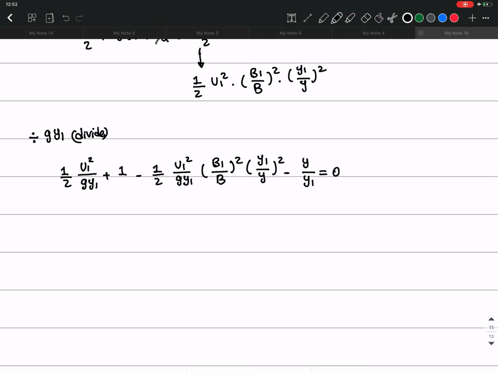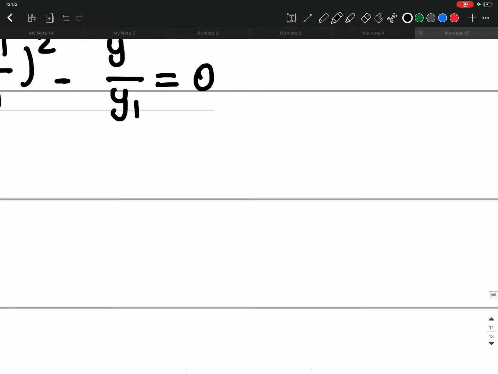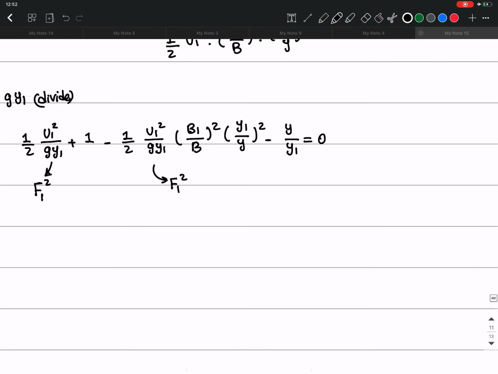Okay. So what is this? This is just Froude number, right? Froude number at section 1 squared. And similarly, this is also Froude number 1 squared.